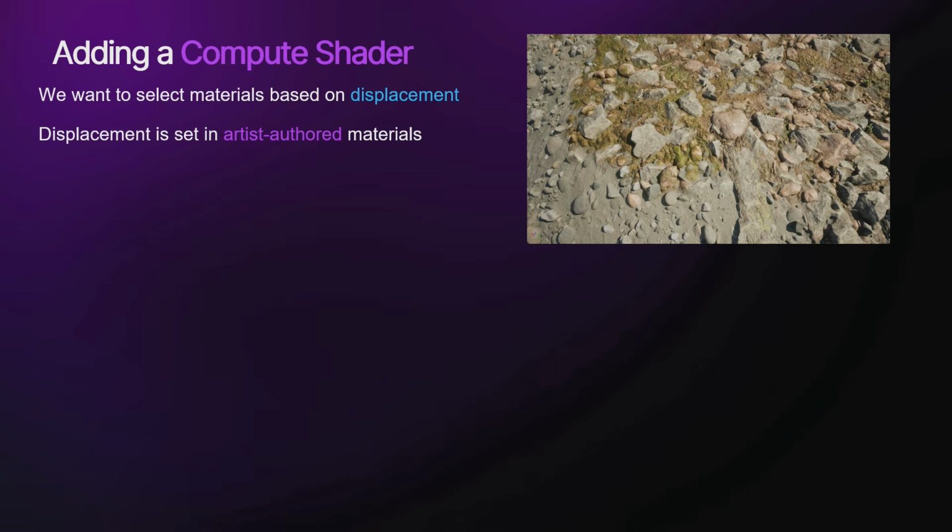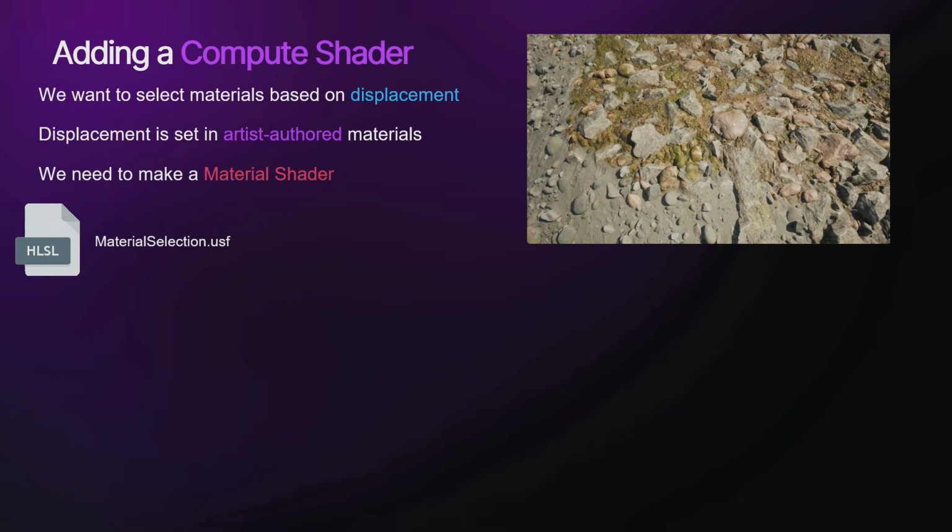In our case, displacement is set in artist-authored materials, so artists are setting some custom textures to do displacement. So what we need to do is make a material shader. I won't go too deep into this, but the gist of it is we need to make a MaterialSelection.usf. USF stands for Unreal Shader File. In this file, we're going to include the generated Material.ush, Unreal Shader header file, and this file will be generated by Unreal for every material that we have.